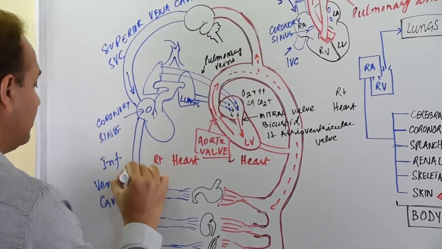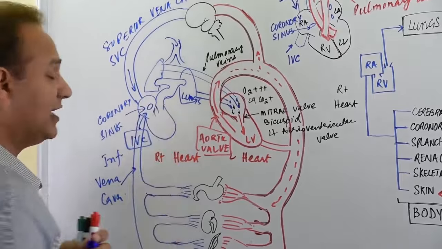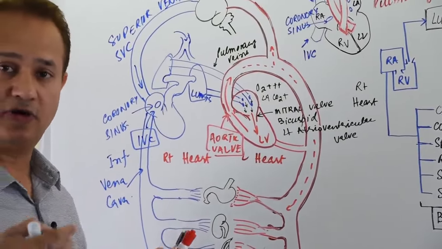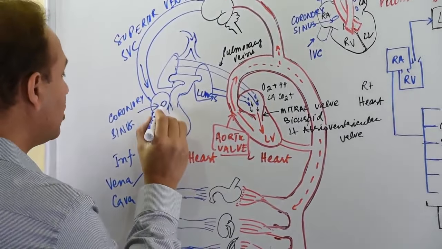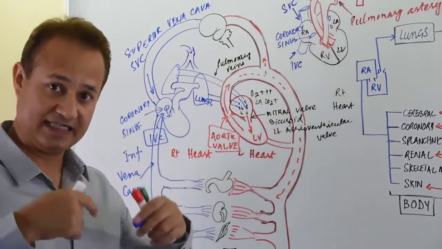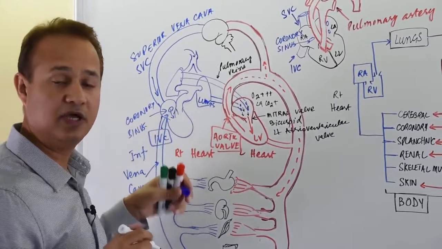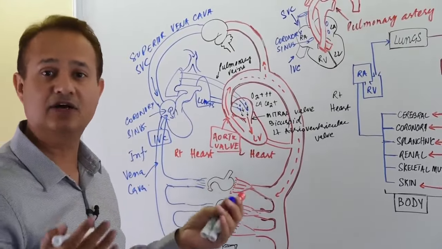Which is bringing blood back. So this is the IVC, which is bringing blood back to the right atrium from the rest of the body except the heart, and then the coronary sinus that is bringing blood back from the heart itself, the heart tissue itself. Now this blood that reaches the right atrium is very deoxygenated.